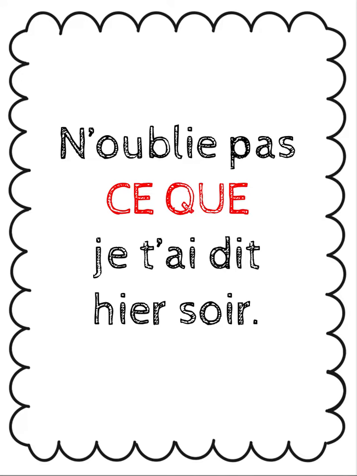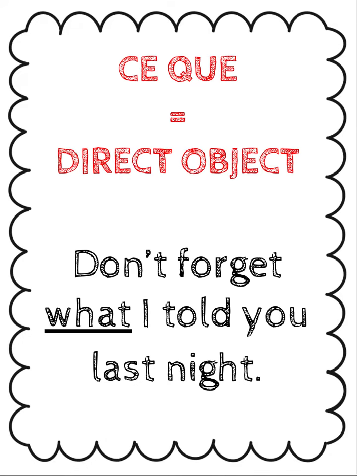N'oublie pas ce que je t'ai dit hier soir. Ce que is very often pronounced ske, just so you know. And look at ce que. It's acting as a direct object. In English, don't forget what I told you last night. I told you something last night. It answers the question what. It is a direct object, but we don't know exactly what it was. You see what I mean by being a little bit vague? So we're going to go with ce que on this one.